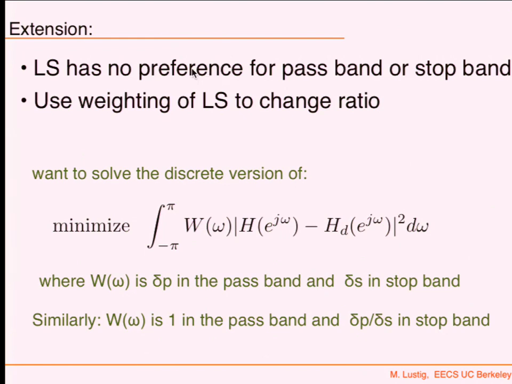So the thing is, least square does not have a preference for the passband or the stopband, right? We just had a square error, but didn't have any preference over the passband. And what we could do then is we can put a W or some weighting function saying we want the penalty in the stopband to be twice as large as the penalty in the passband, because we really want the passband to be closer.